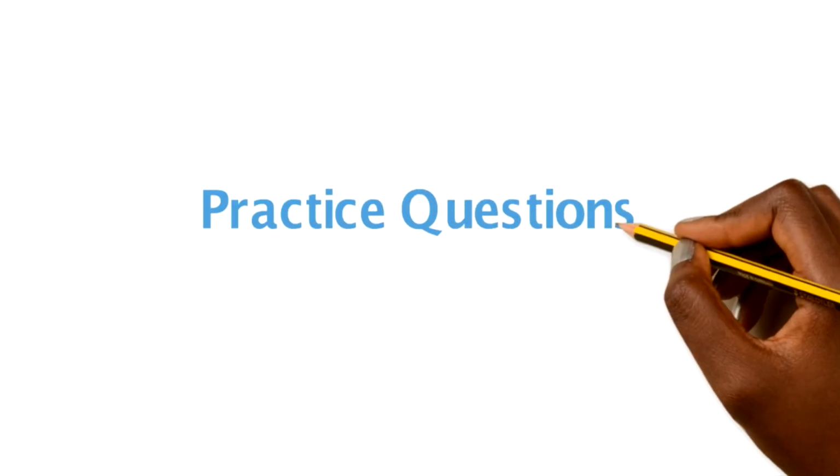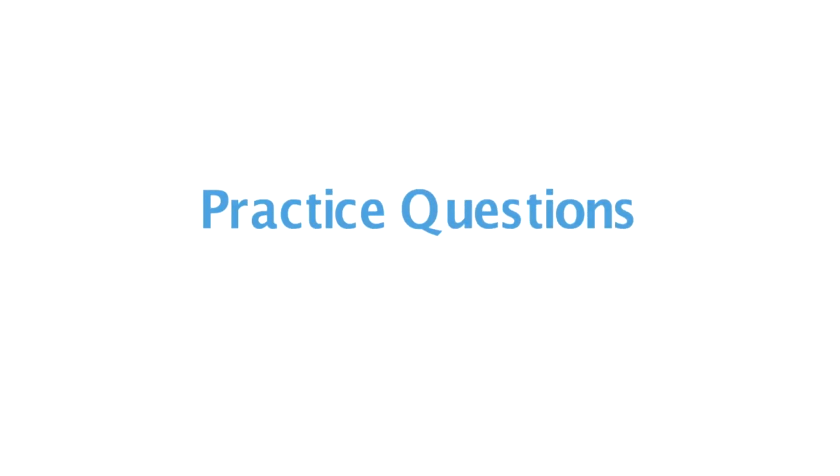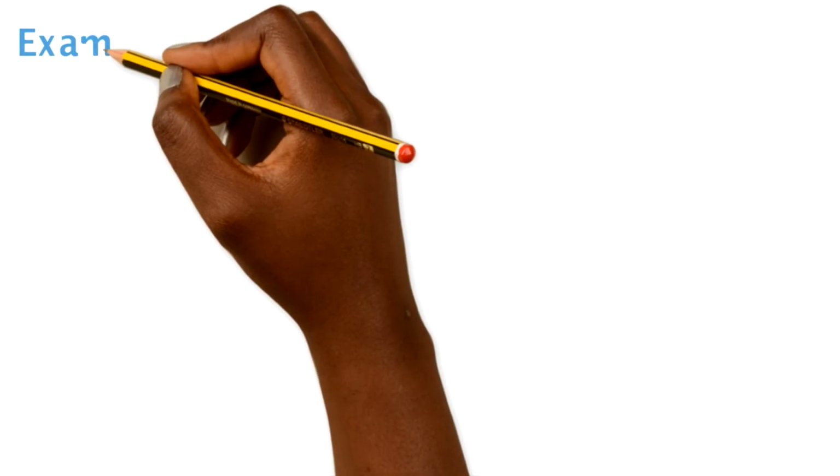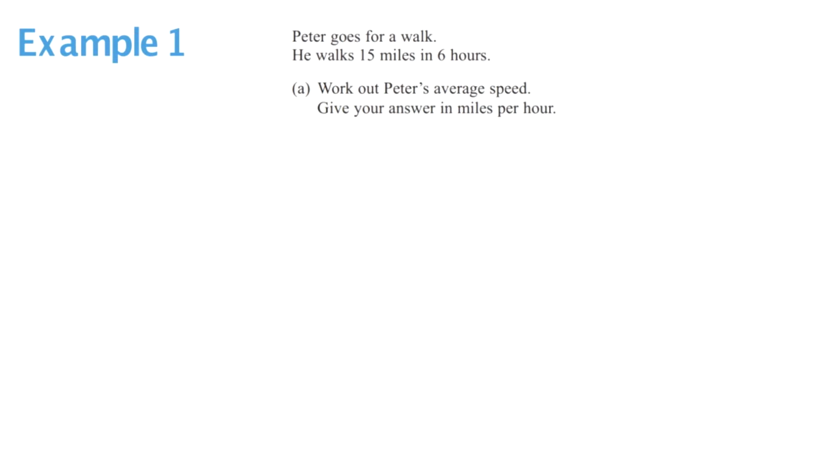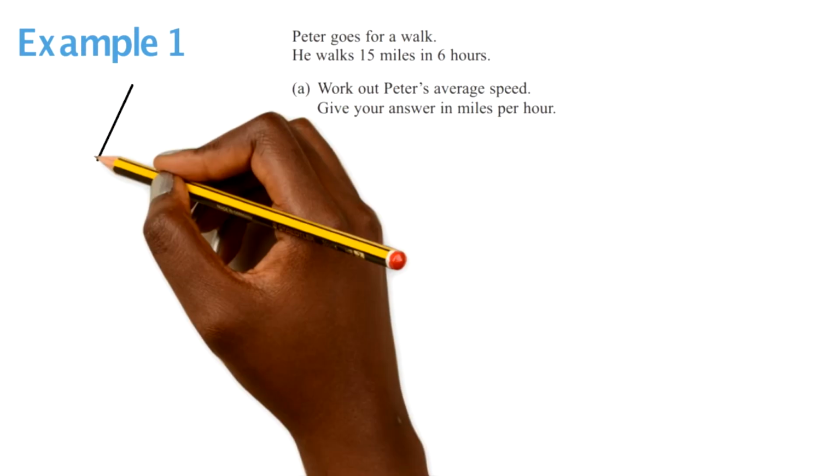So now for some practice questions. Example 1. So in this example, Peter goes for a walk. He walks 15 miles in 6 hours. So he wants us to work out his speed.